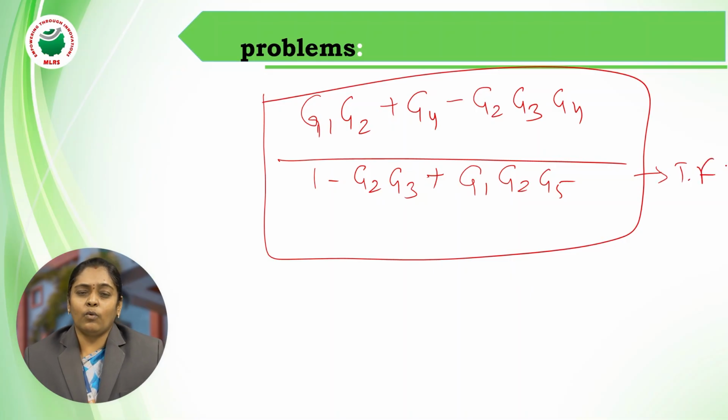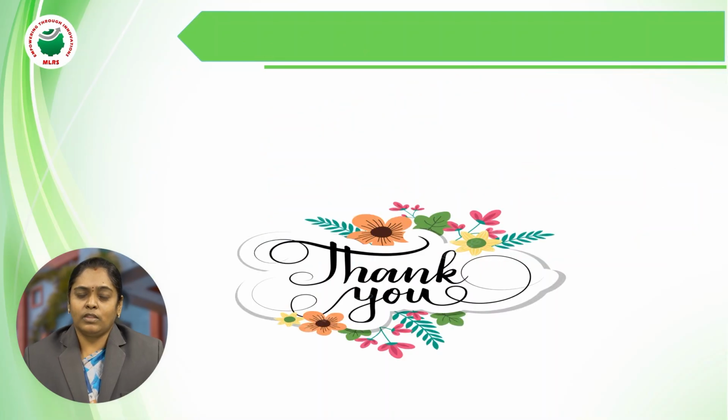So this is the way we can determine a transfer function by using a signal flow graph. So thank you. This is the end of Unit 1 of Control Systems.